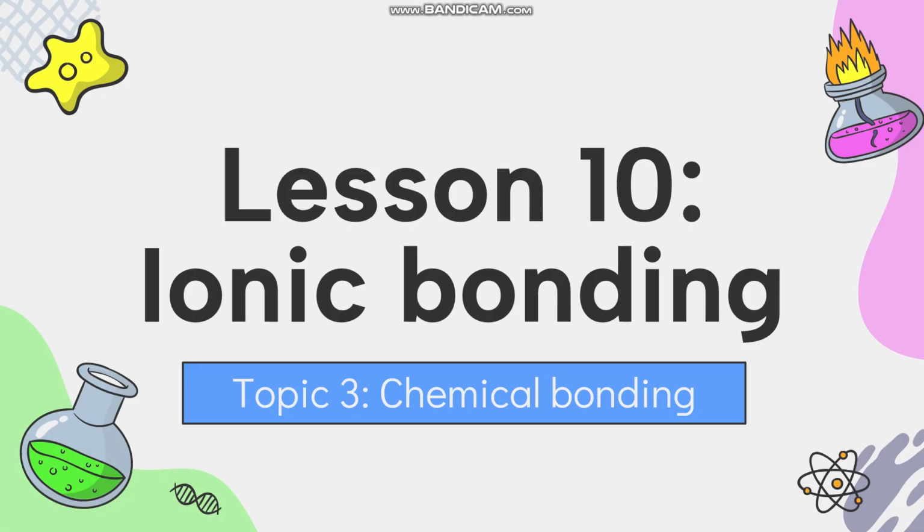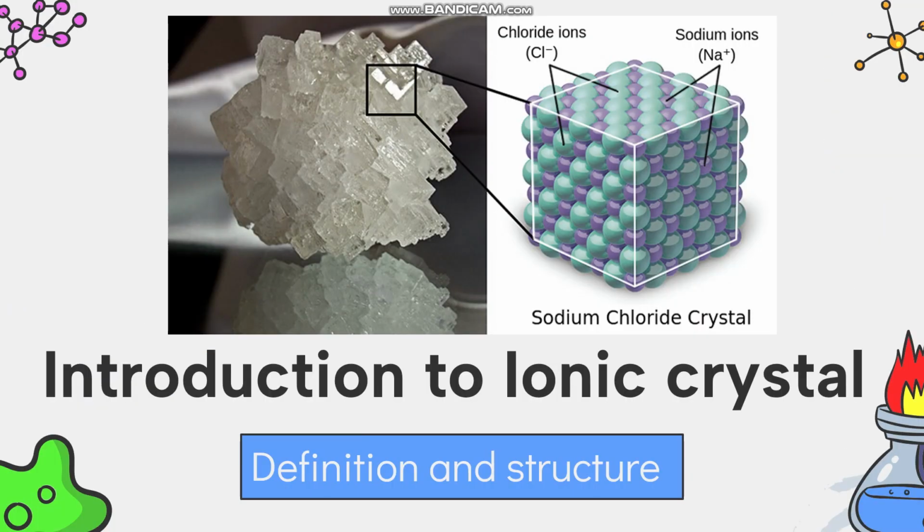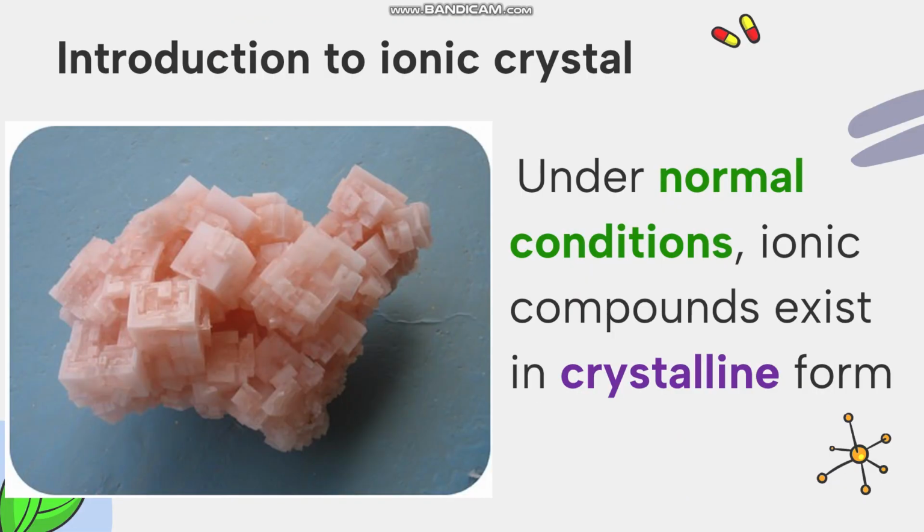Hi class, today we are going to learn about lesson 10, ionic bonding, which belongs to topic 3, chemical bonding. After the first and second activities, the formation of ions and the formation of ionic bonds, now we will figure out the ionic crystal. Let's take a look at the definitions and the structures.